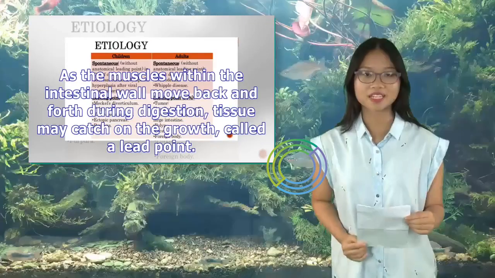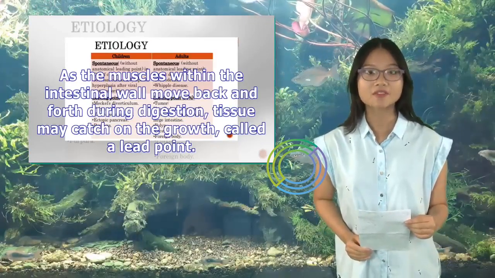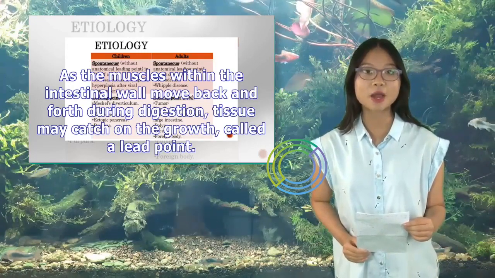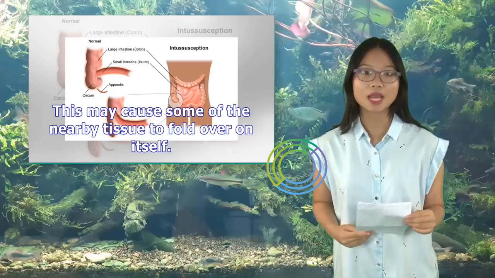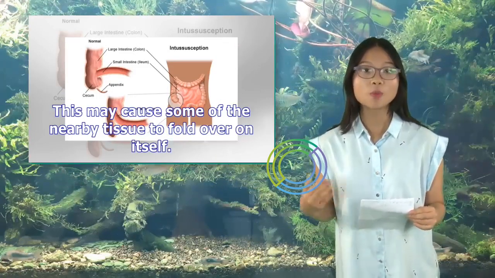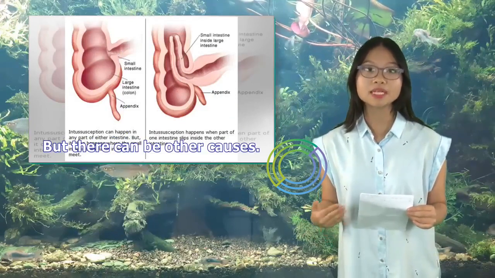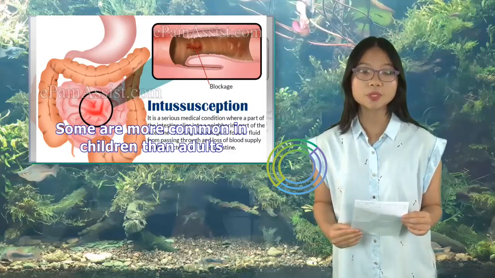As the muscles within the intestinal wall move back and forth during digestion, tissue may catch on the growth, called a lead point. This may cause some of the nearby tissue to fold over on itself. But there can be other causes. Some are more common in children than adults.